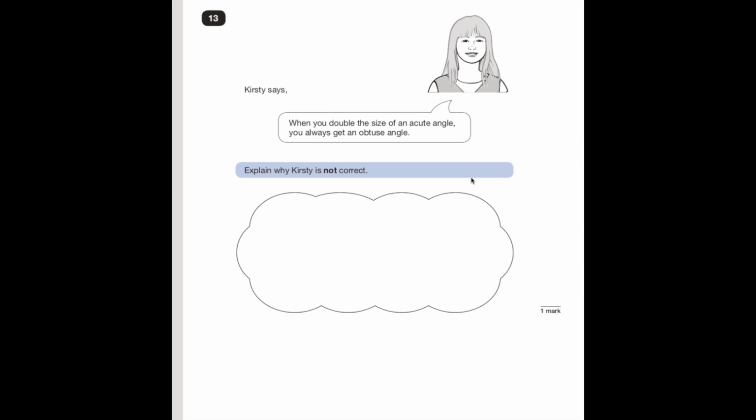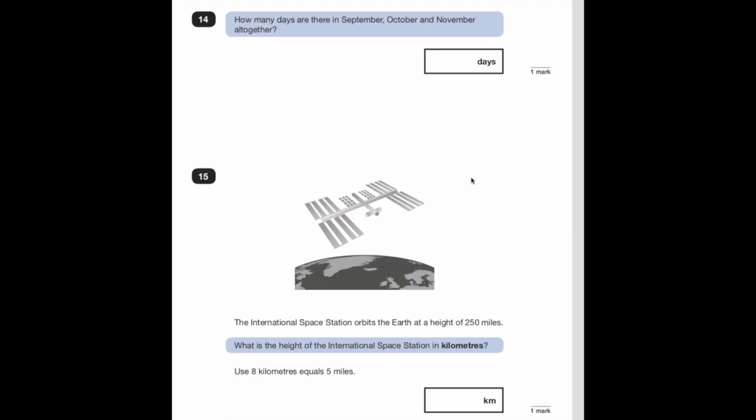So if you have a degree angle of 2 degrees, if you double that, it'll only be 4 degrees, so it still won't be anywhere near above 90. All you need to do to answer this question correctly is to explain that if the number is less than 45 degrees and you double it, it still won't be an obtuse angle because all obtuse angles are above 90 and less than 180. Number 14, how many days are there in September, October and November altogether?